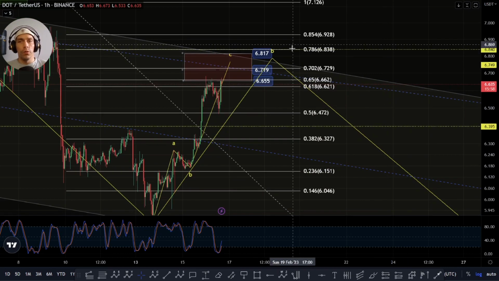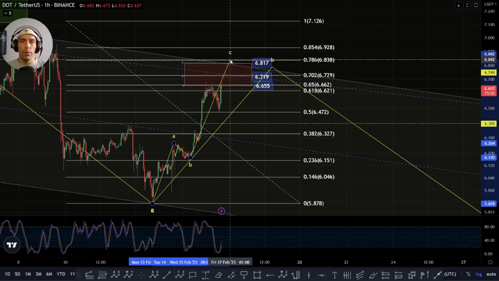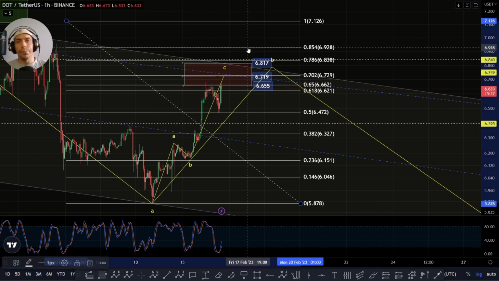$6.83. Though if we do move up to that 786, we'd have to be on the lookout for whether we actually get a 4th and a 5th, because then we would have actually traveled 1.618 of this if we're looking at it as a diagonal, and that's a 1, 2, 3, 4, and a 5 potentially. So if we do move up to this zone, we'd have to see whether we find support again within this structure here and look to push up one more time.